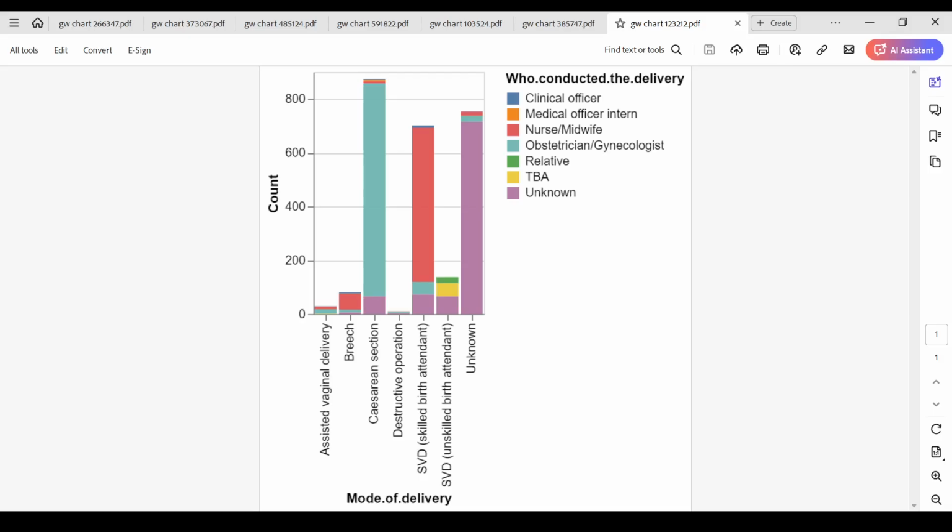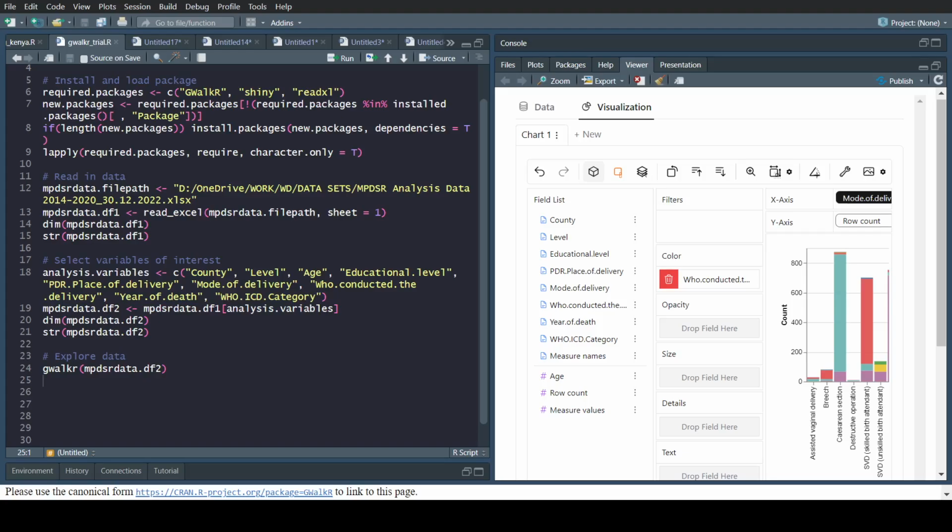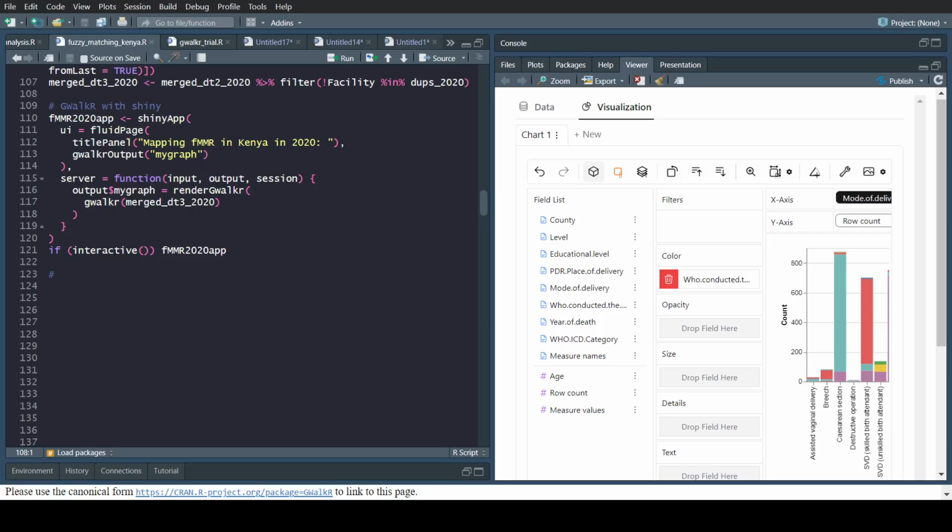So I'm just going to show you a different way you can visualize your data using maps. And we have GWalkR with Shiny. You can actually use GWalkR with a Shiny app. You can make a Shiny app and call GWalkR in to bring up the app, and you can do the same thing that we did here, but in a Shiny app. So let's see how that looks.